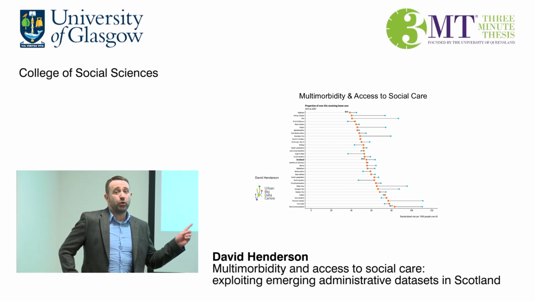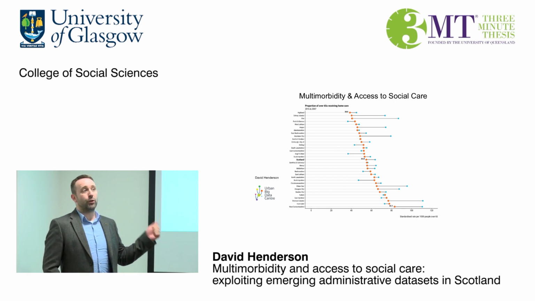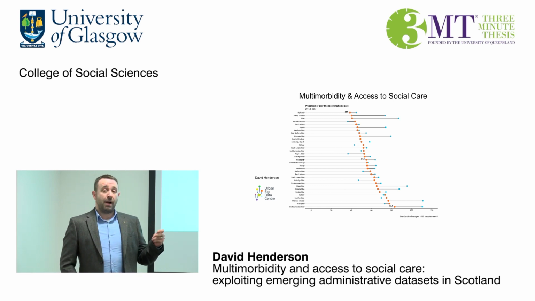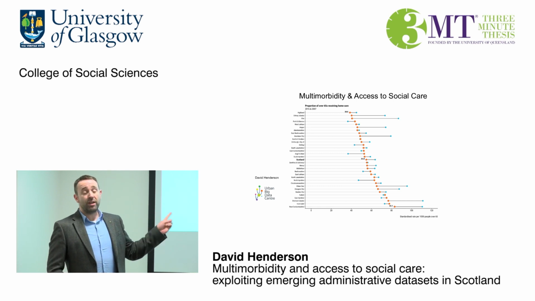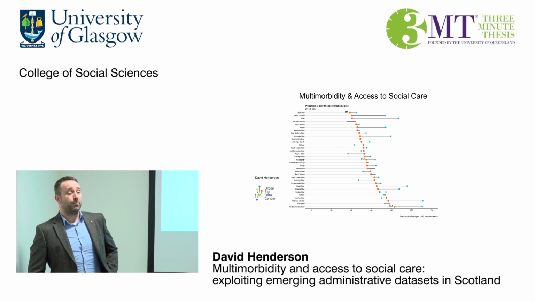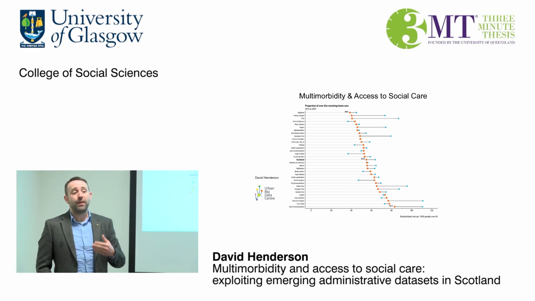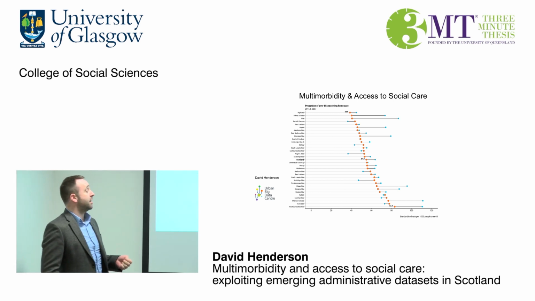The chart shows the proportion of people over the age of 65 receiving home care in all the 32 local authorities in Scotland. The orange dot is 2016, the blue dot is 2007. There are 2 important things to take away from this chart. Number 1, overall, there's a big reduction. In fact, 10,000 fewer people getting home care in 2016.